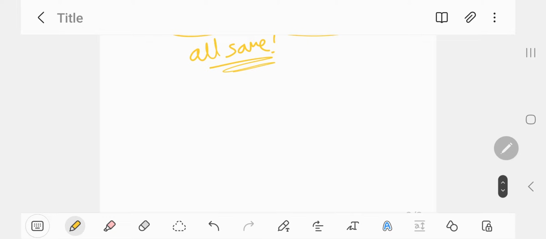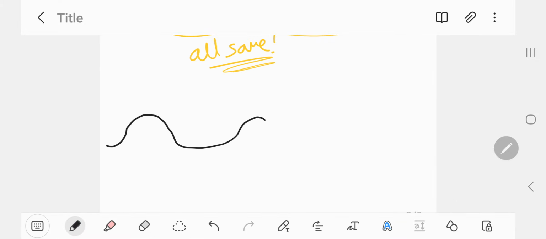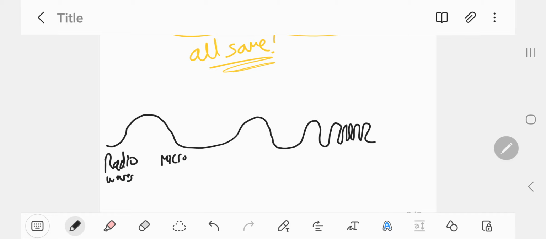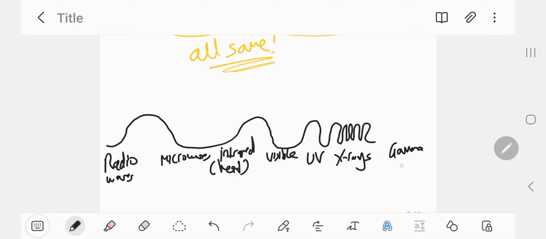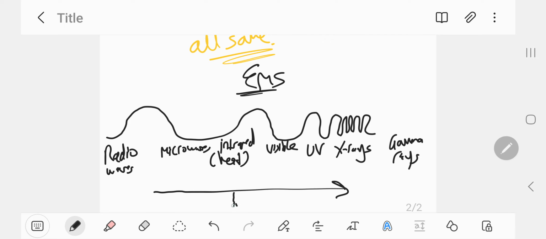And so physicists, scientists come up with a chart, a spectrum, called the electromagnetic spectrum. It looks something like this, roughly. You've got radio waves, followed by microwaves, followed by infrared, aka heat, followed by visible light, followed by ultraviolet, UV, followed by X-rays, followed by gamma rays. And that's it. That's the electromagnetic spectrum, EMS. From left to right in this diagram, you have increasing energy.